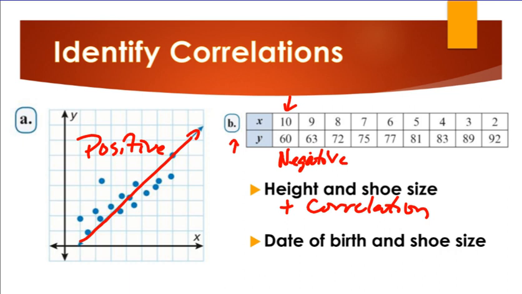And then the date of birth and your shoe size. Well, we would say this has no correlation because it doesn't matter when you were born, your shoe size could be whatever the size of person you are. So they have no bearing on each other. They have no effect.